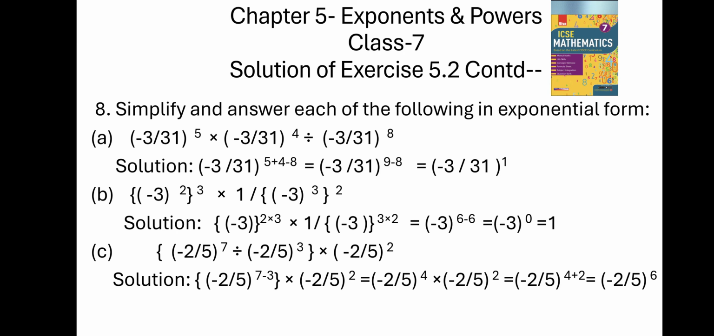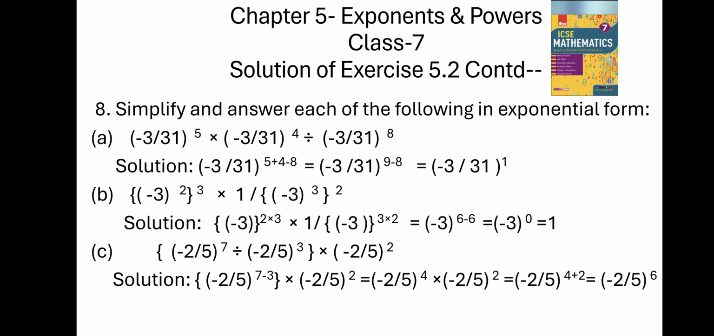So that gives you -3 upon 31, 9 minus 8. And that gives you -3 upon 31 raised to the power of 1. That is the answer. B question. (-3)^2 raised to the power of 3. So the exponents have to be multiplied here, multiplied by 1 upon (-3)^3 whole raised to the power of 2.